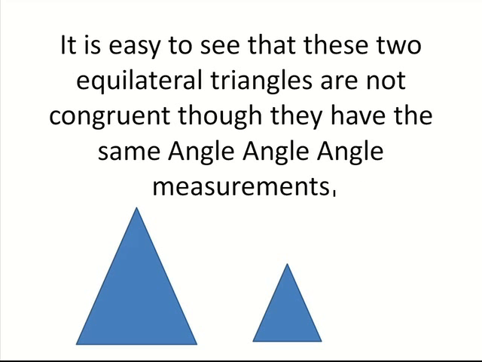Let me give you some examples. Here I have two triangles, both of them are equilateral. So it is easy to see that these two equilateral triangles are not congruent, though they have the same angle, angle, angle measurements. In other words, 60 degrees, 60 degrees, 60 degrees, and 60 degrees, 60 degrees, and 60 degrees. They are not congruent triangles.